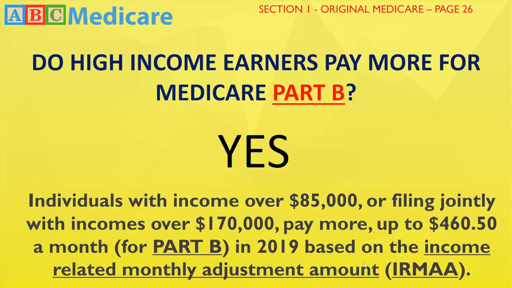Individuals with incomes over $85,000, or filing jointly with incomes over $170,000. You don't need to know these income limits for the test. All you need to remember is high income earners may have to pay an additional Part B premium, also known as IRMAA, or Income Related Monthly Adjustment Amounts. You'll find out later that IRMAA applies to Part B of Medicare, and it also applies to Part D, as in drug, Part D of Medicare also.